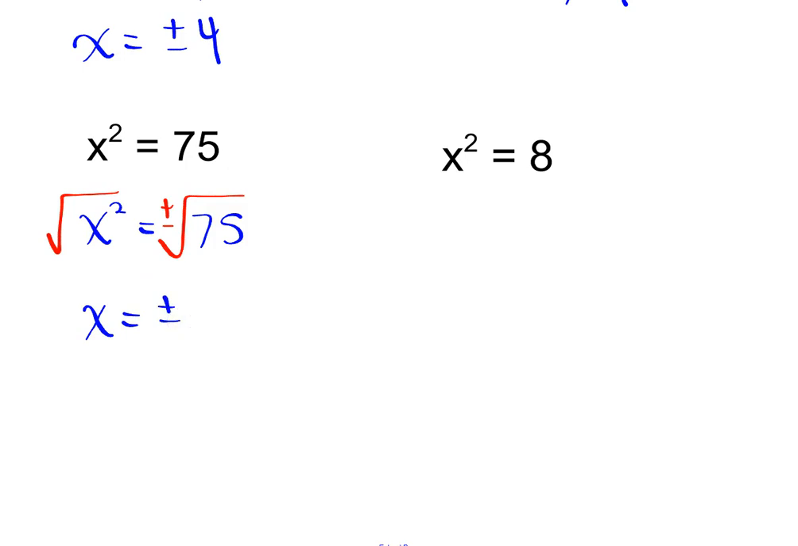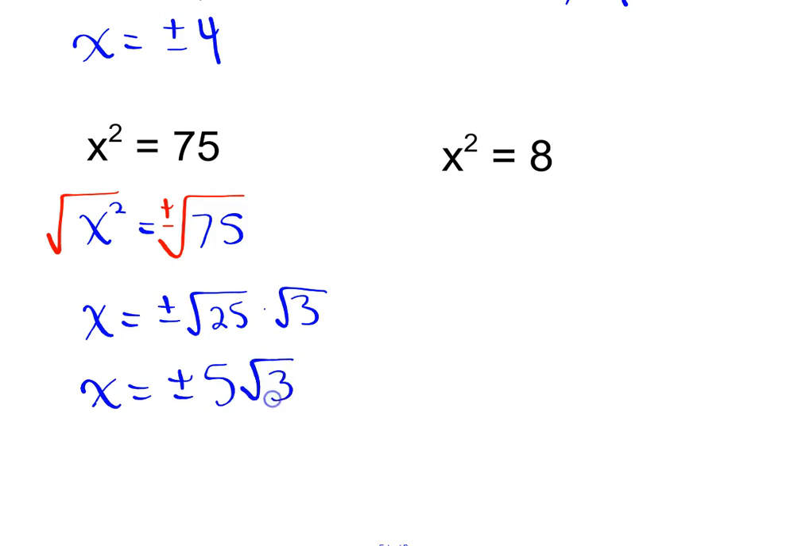Let's simplify that square root of 75. We know that 25 is a factor of 75, so we could say it's the square root of 25 times the square root of 3. So x equals plus or minus 5 times the square root of 3.